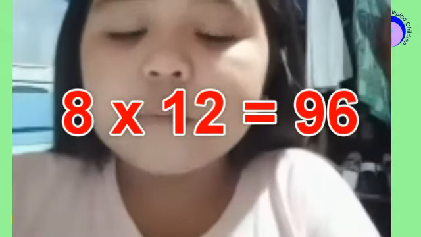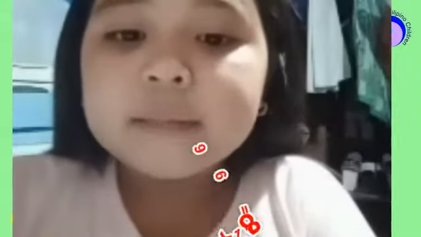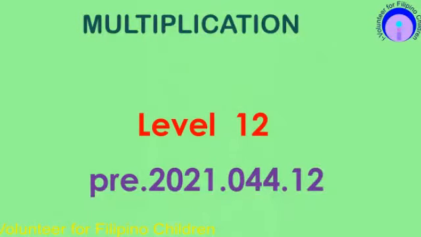8 times 12 is equal to 96. Tuloy lang, Multiplication Chloe! Level 12.